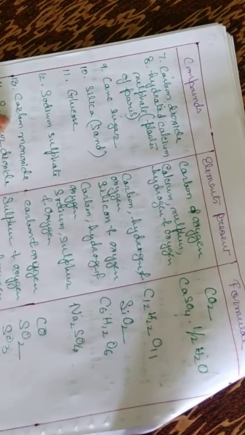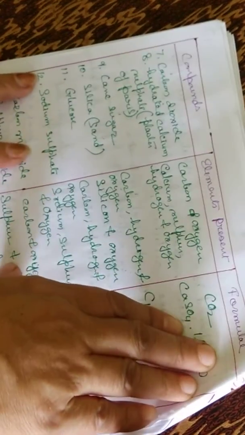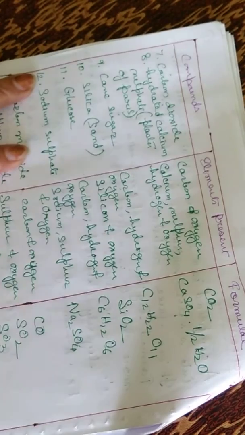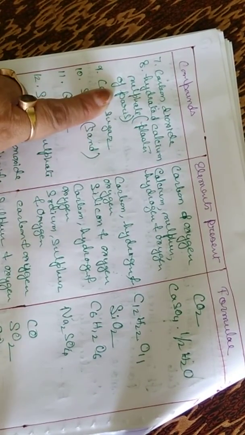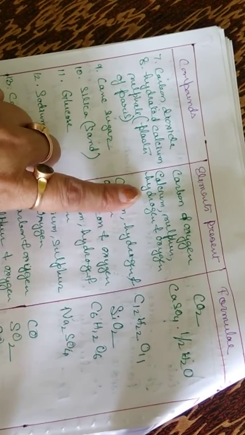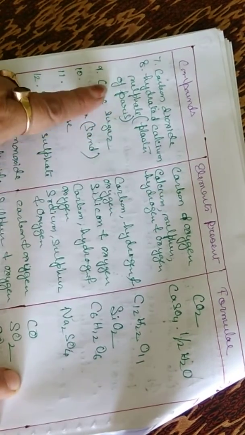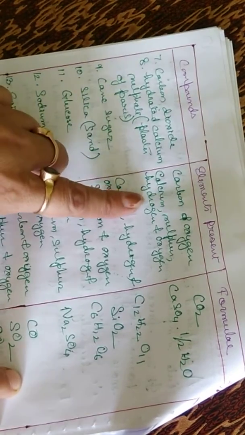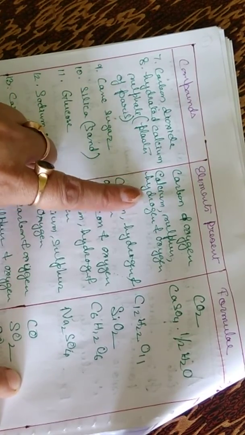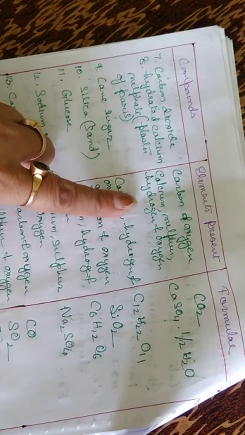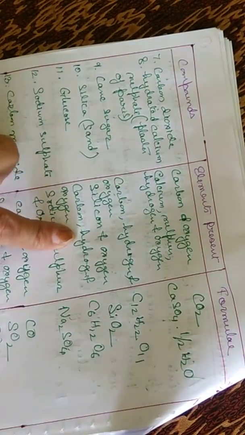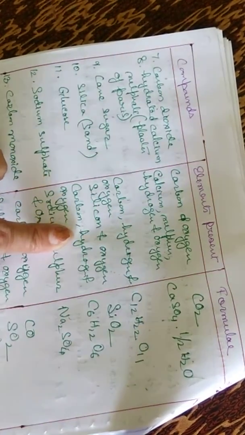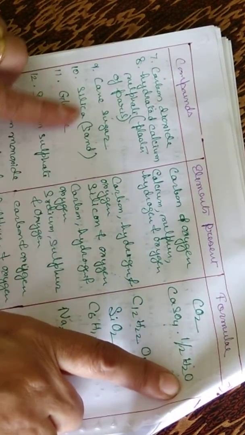Again, carbon dioxide: carbon and oxygen are there, so it is represented by CO2. Then hydrated calcium sulfate, known chemically as plaster of Paris. The common name is plaster of Paris. The elements present are calcium, sulfur, hydrogen and oxygen, represented by CaSO4 dot half H2O. As it is hydrated, water is present.